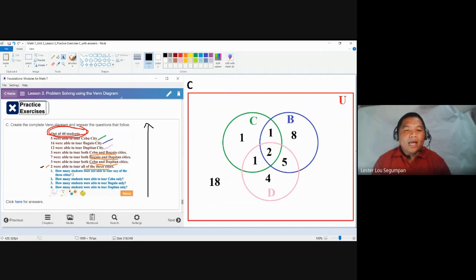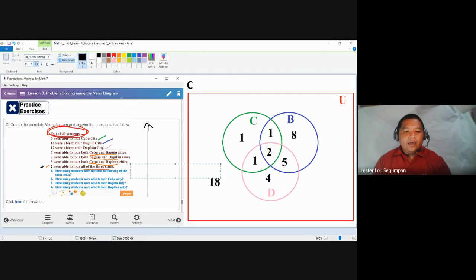Number one, how many students were not able to tour any of the three cities? To answer the question, it should only concern the number of students outside the circular figures, but still inside the universal set. In this case, we have 18. So the answer here is 18. This is for number one.